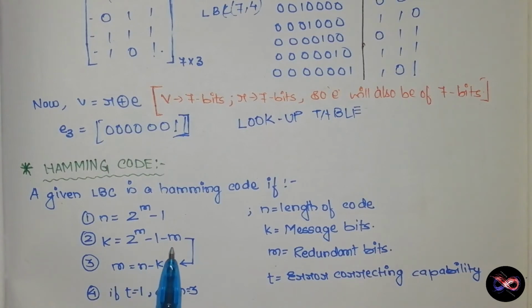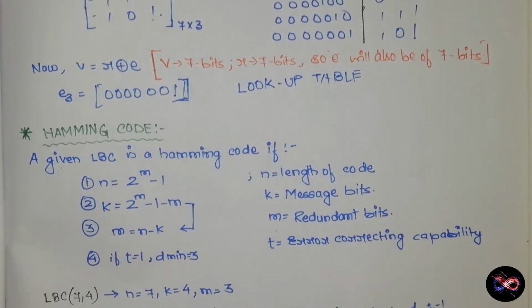If we simplify it in terms of n, we find the third condition, that is m = n minus k, where m, n and k are known to you. The fourth condition is that if t, the error correcting capability, is equal to 1, then d minimum, the minimum distance, will be equal to 3, and vice versa is also true.